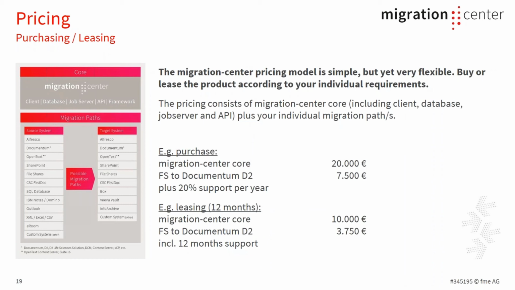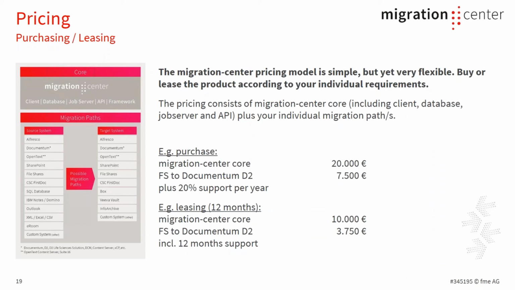But there's another option. This is the leasing option. This is especially made for, let's say, one and done migration. So you want to just migrate, for example, your legacy application to a D2 application, and then you have no further use cases for Migration Center. Then the option would be to lease the product. The leasing is always 12 months. For the core, it would be 10,000 euros plus another 3,750 euros for, for example, the file system to D2 migration path. The prices are different for each migration path.